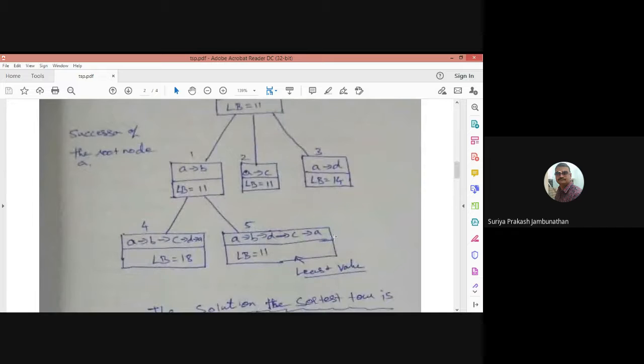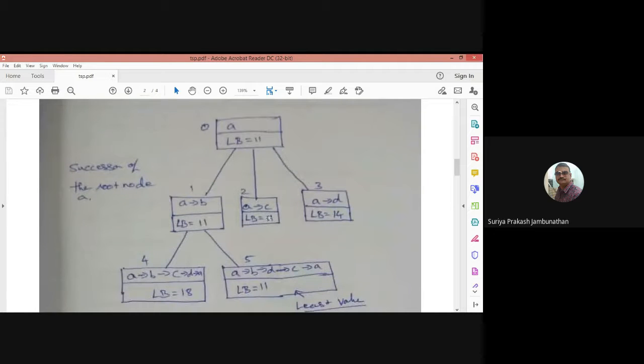Now, what happens? These two values are equal. This is the greater value. So first we are expanding this value. Okay. A to B, we are expanding. While expanding A to B, what will we get? We have to travel the entire tree. So via A to B, how can we reach A again, that we are expanding?